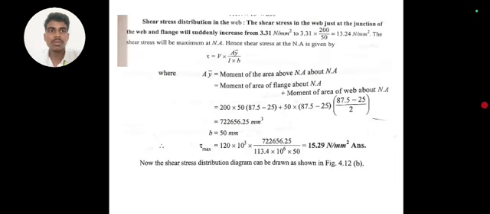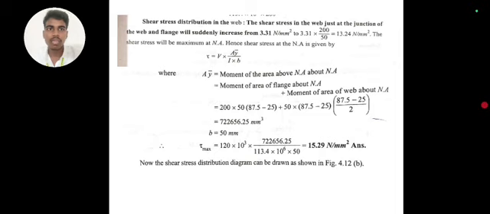Shear stress distribution in the web. The shear stress in the web just at the junction of the web and flange will suddenly increase from 3.31 Newton per mm² to 3.31 into 200 by 50, that is 13.24 Newton per mm². This shear stress will be maximum at the neutral axis.